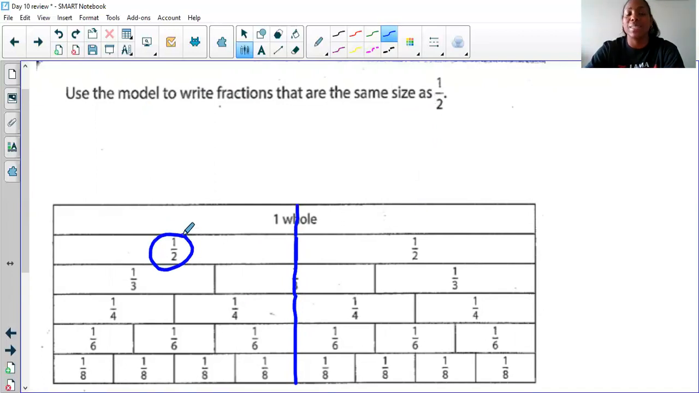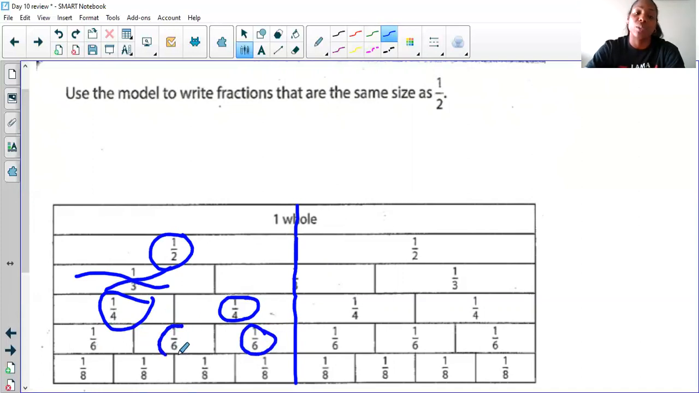So which pieces would equal 1/2? Can I say it's 1/3? No, I cannot. 1/3 is not equal to 1/2. Now, 1/4, if I put these 2/4 together, guess what they do? 2/4 is equal to 1/2. All right, what about 1/6? How many 1/6 do I see? 1, 2, 3. So I have 3 1/6, and those actually equal 1/2.